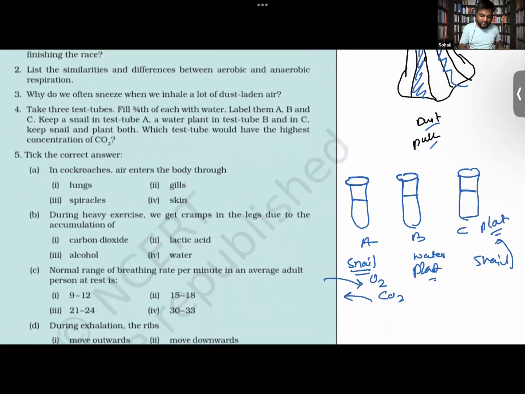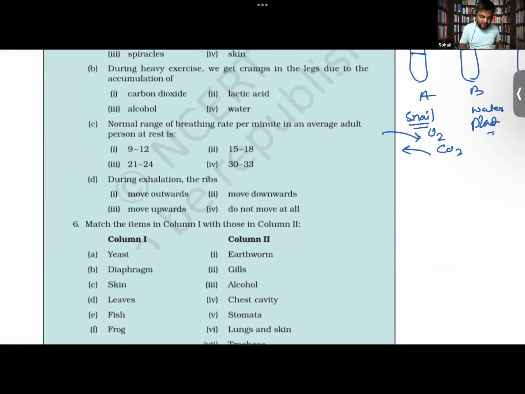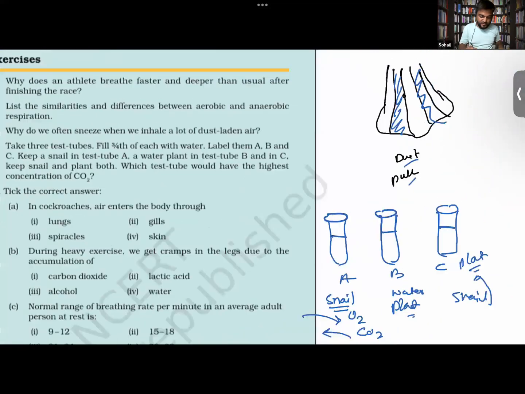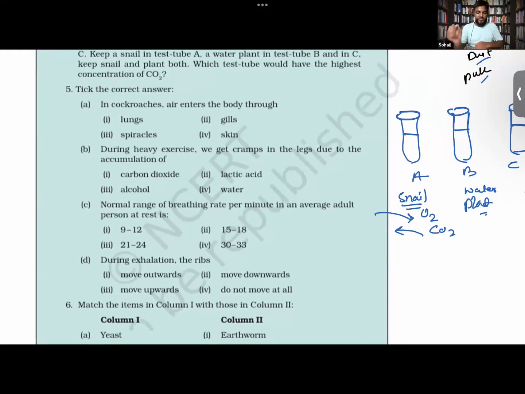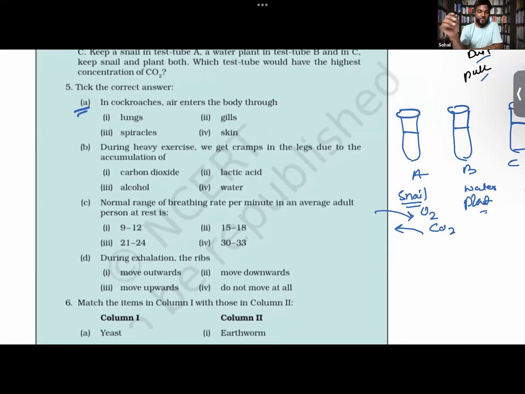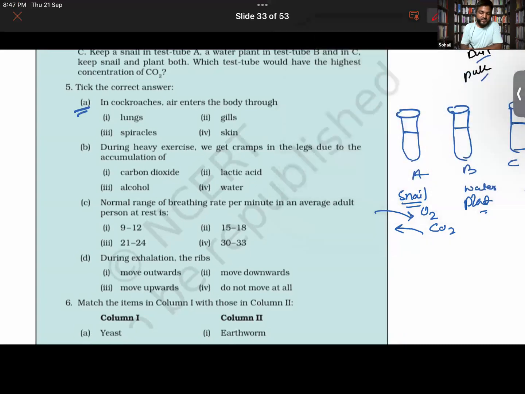Okay, Chakrika, see question number 5. First one of question number 5. In cockroaches, air enters the body through which part? Spiracles. Sundus, you answer me, what is the site of gaseous exchange in cockroaches? Trachea tubes, sir. Tracheal tubes. Exactly.